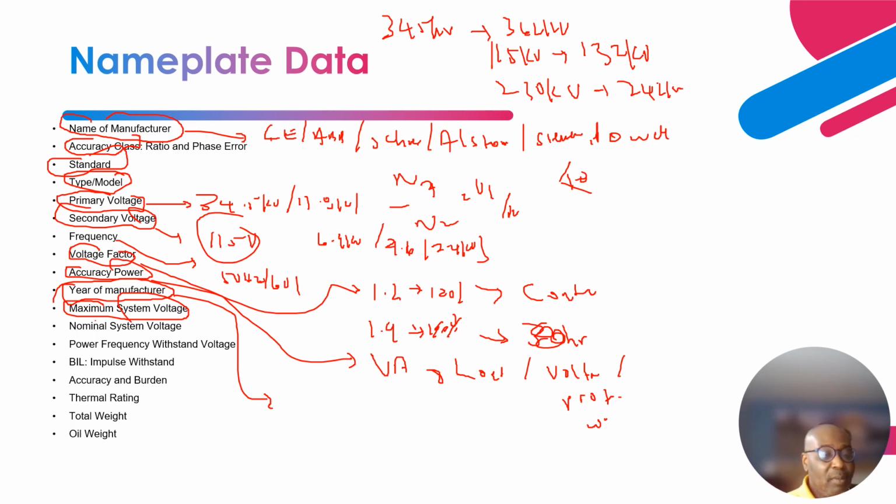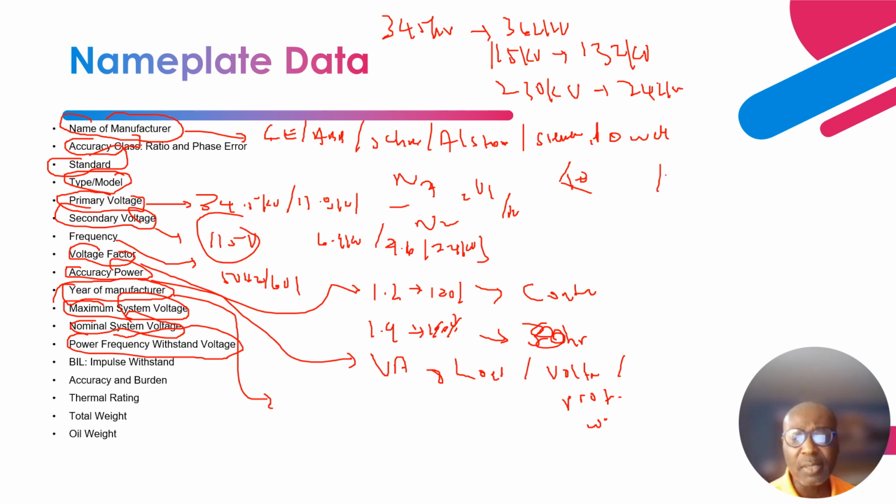Okay, then nominal system voltage is what I gave you all, the nominal system voltage and the maximum system voltage. Then the power frequency withstand voltage. Okay, so those are the voltages that occur in the power systems that the voltage transformer or the potential transformer has to withstand, right? And there are certain conditions, certain phenomena that should occur in the power systems for a power frequency condition to experience an over voltage.